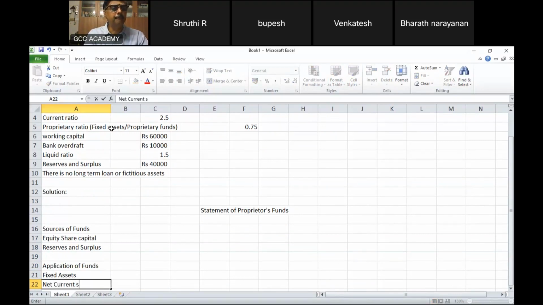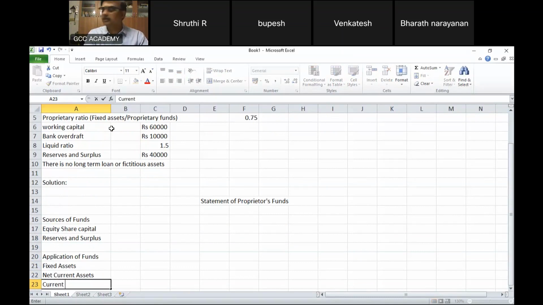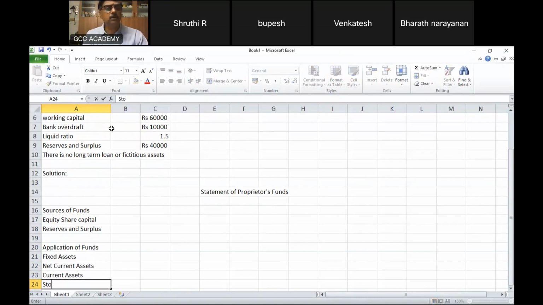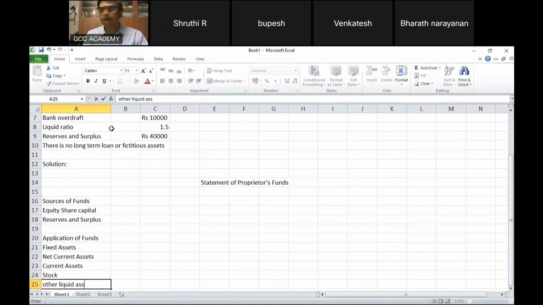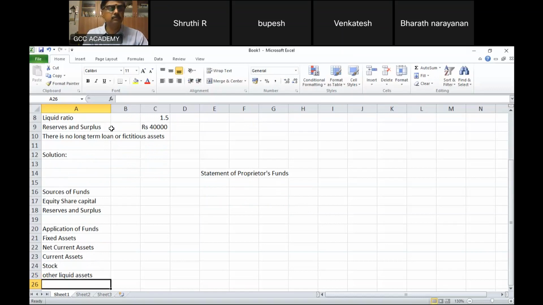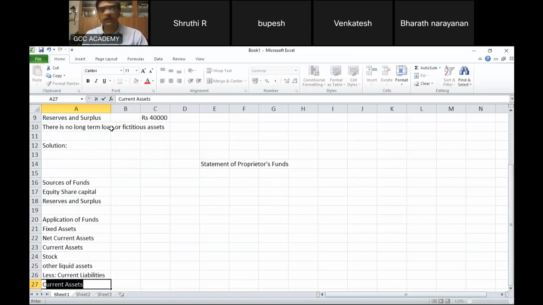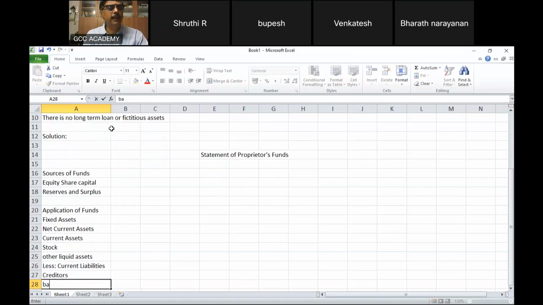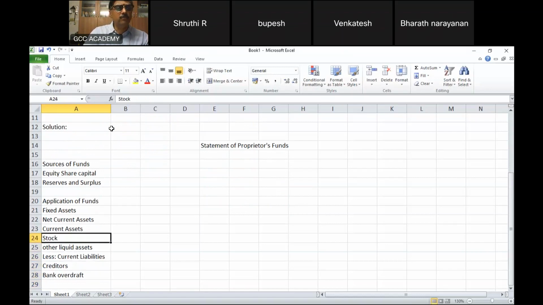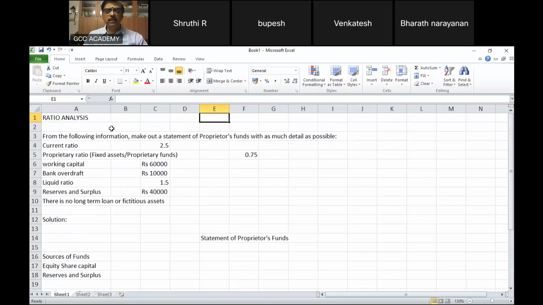Now the current assets: the stock, other liquid assets, then less current liabilities. And then you've got creditors, bank overdraft. So carefully observe: sources of funds, the equity capital, reserves and surplus; application of funds, you have fixed assets, net current assets. Current assets minus current liability is your net current assets. So we have to find out the figures here.